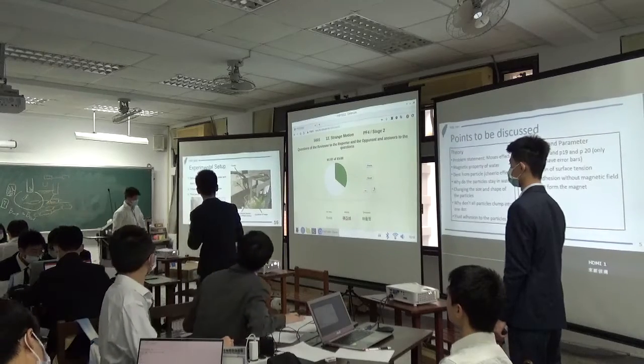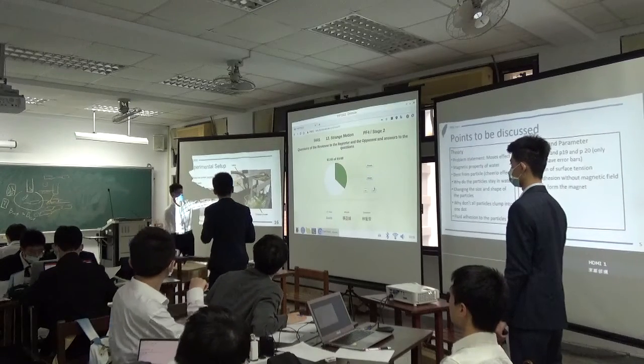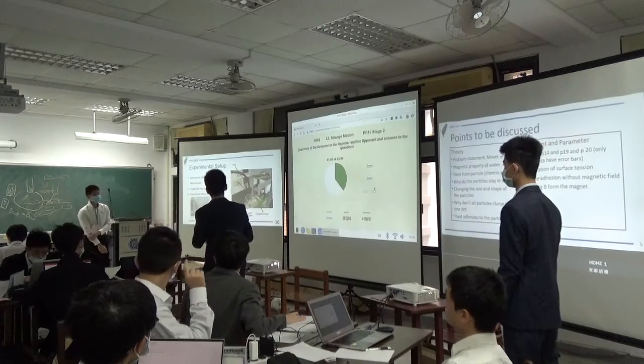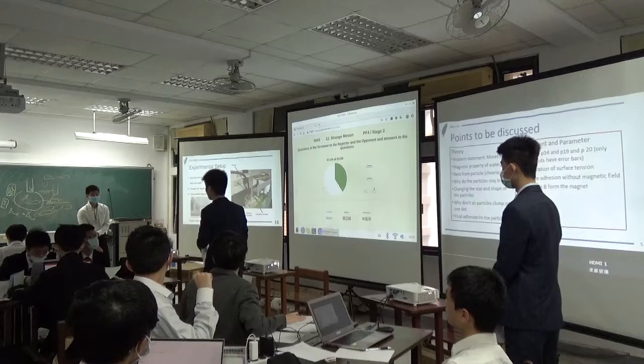So as you can see, my clamp is over here and it is secured in that position when I drop the magnet. So it is constant throughout the experiment. I see. So now I have a question for the definition of the problem statement.